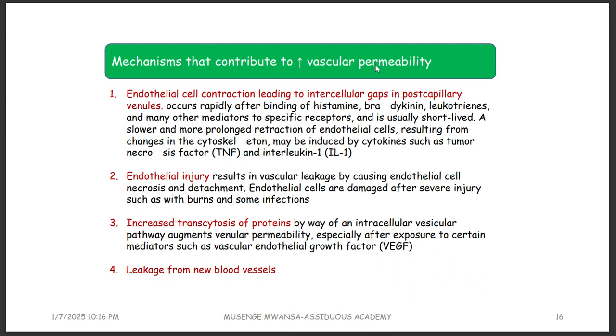So what contributes to the increase in vascular permeability? Why is it that a lot of contents, like the cells and the proteins, are leaving the blood vessel? It can be because of endothelial cell contraction. When the endothelial cells contract, they will start creating gaps between themselves. And that's actually the major reason why a lot of things leave the blood vessels. It can happen rapidly in response to histamines, bradykinin, leukotrienes. When these bind to the endothelium, they cause the endothelial cells to contract. This is short-lived, and a prolonged contraction can also happen.